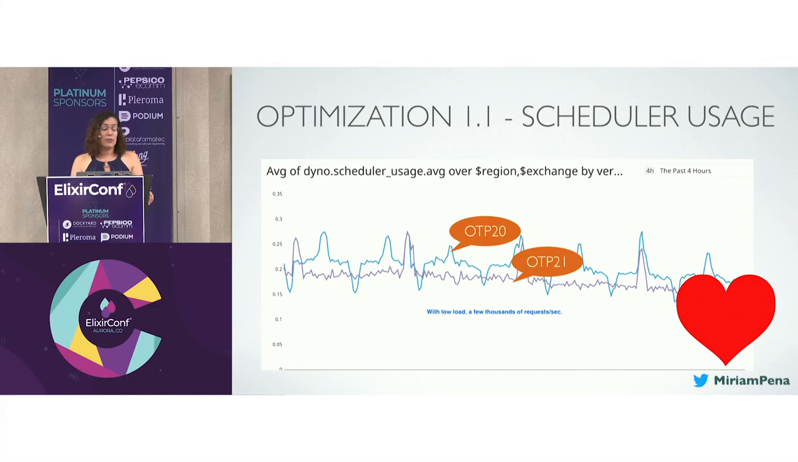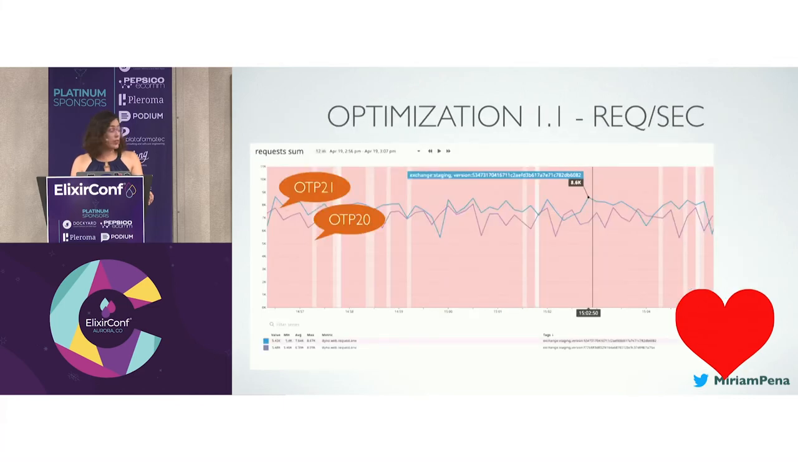So what I did was put it in staging, run the scheduler usage at 100%, and send as many requests as I could. There I could actually see that between OTP 20 and 21 we have, I think, a 10% improvement in the number of requests the system can handle. You think about it, it's because you can have a bottleneck everywhere. So the fact that you use less CPU doesn't really mean anything for your system unless you can actually increase the work you do.